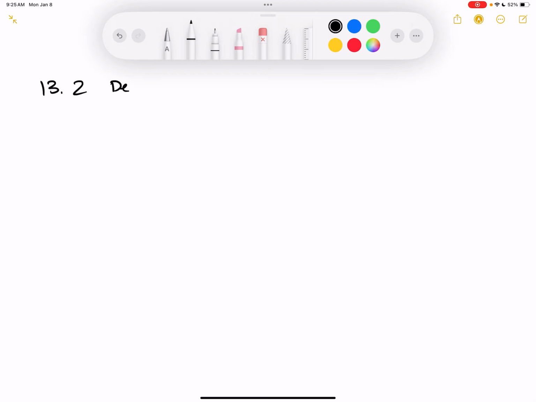All right, 13.2, define general angles and use radian measure.